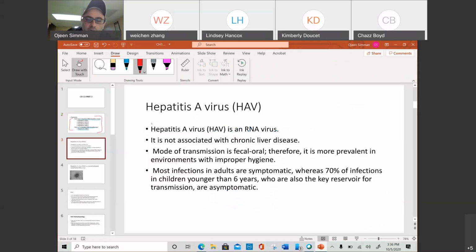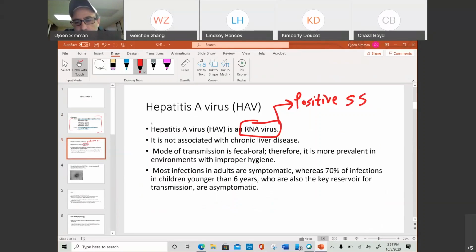Okay, let's start with hepatitis A virus. So hepatitis A virus is an RNA virus. Actually, a positive single-strand RNA virus. Positive single-stranded RNA virus. It is naked, which means non-enveloped.